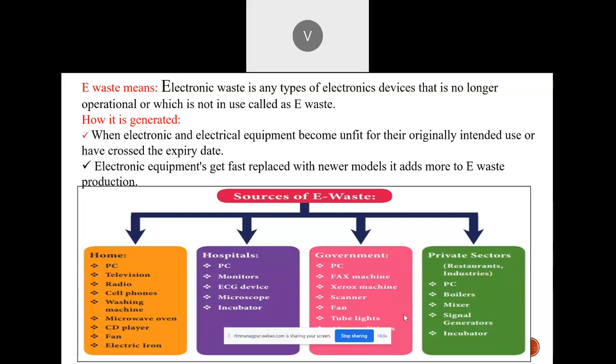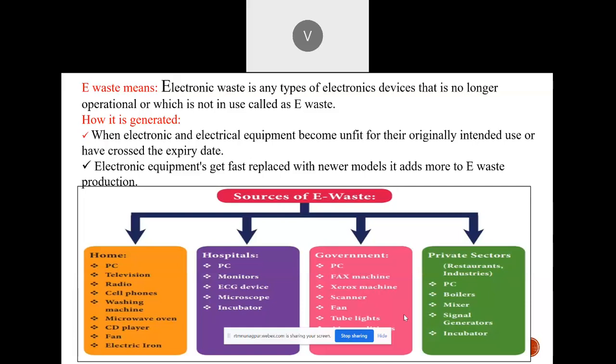So, what is actually the e-waste? E-waste means the electronic waste is any type of electronic device that is no longer operational or which is not in use, called as the e-waste. So, how is it generated? When the electronic and electrical equipment become unfit for their originally intended use and has crossed their expiry date, it is treated as an e-waste. Second, as we observe, the electronic equipment gets fastly replaced by the newer model, and it adds more e-waste worldwide. So there are different types of e-waste producers: home, hospital, government sector, and the private sector.